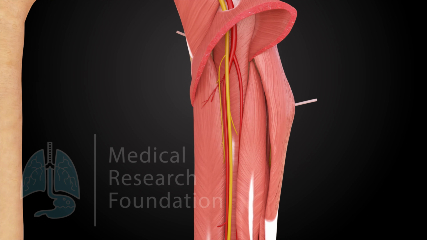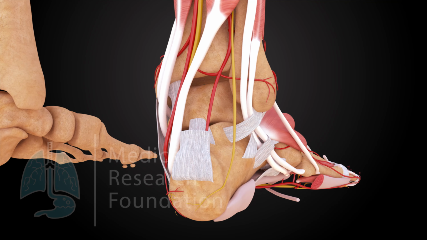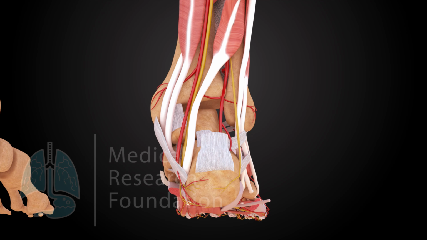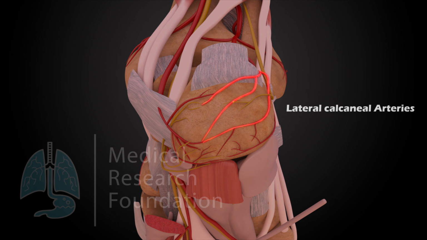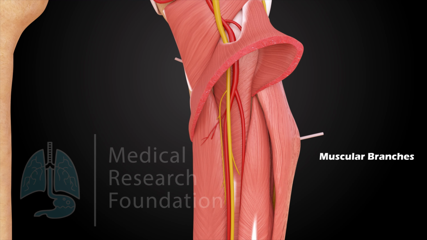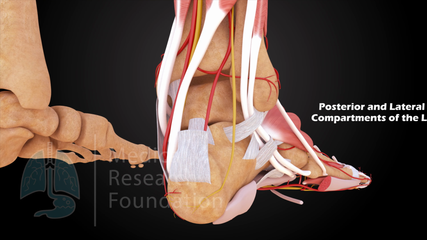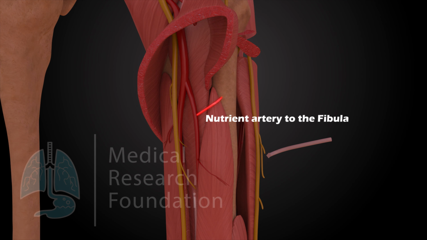Now it passes behind the inferior tibiofibular and ankle joints and ends on the lateral surface of the calcaneus and terminates by giving the lateral calcaneal arteries. Branches. Muscular branches to the posterior and lateral compartments of the leg. Nutrient artery to the fibula.